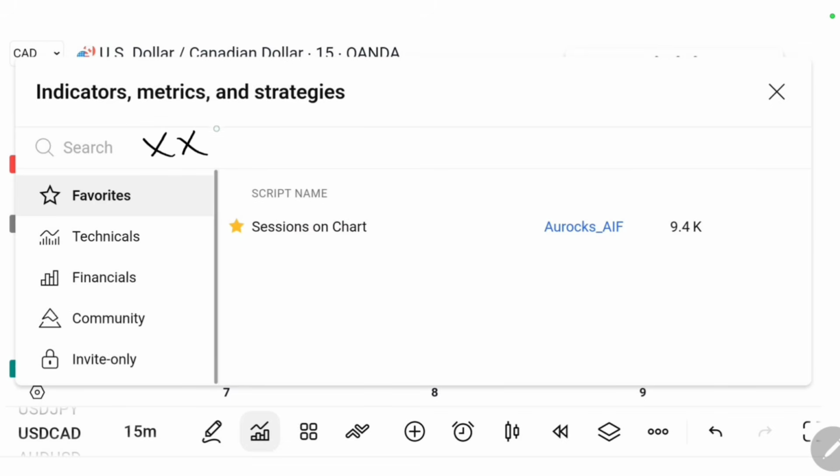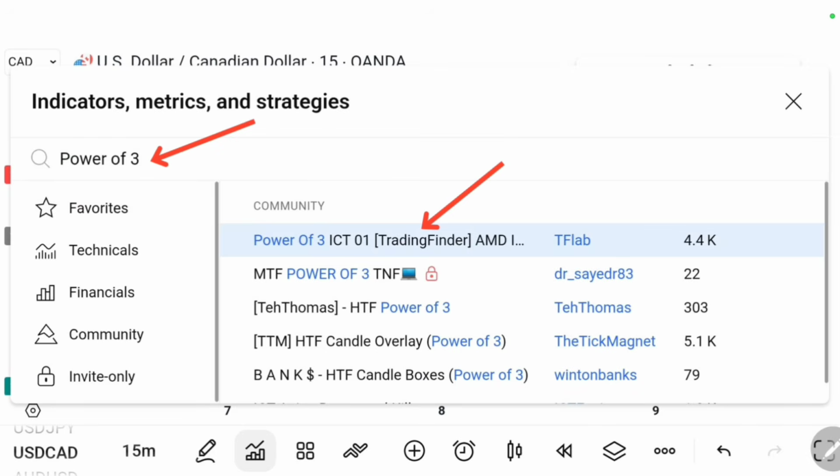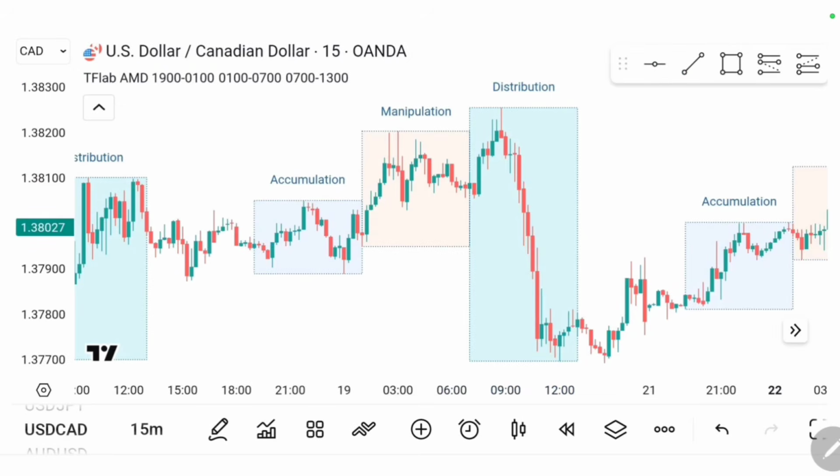Once you've clicked there, it will bring you to the indicator section. You just have to type here the name of the indicator, which is the Power of 3 indicator by TF Lab. You click on the Power of 3 indicator by TF Lab here, and once you click on it, it will apply the indicator on your chart. And what does this indicator do? The indicator will identify the accumulation, manipulation, and distribution on your chart.